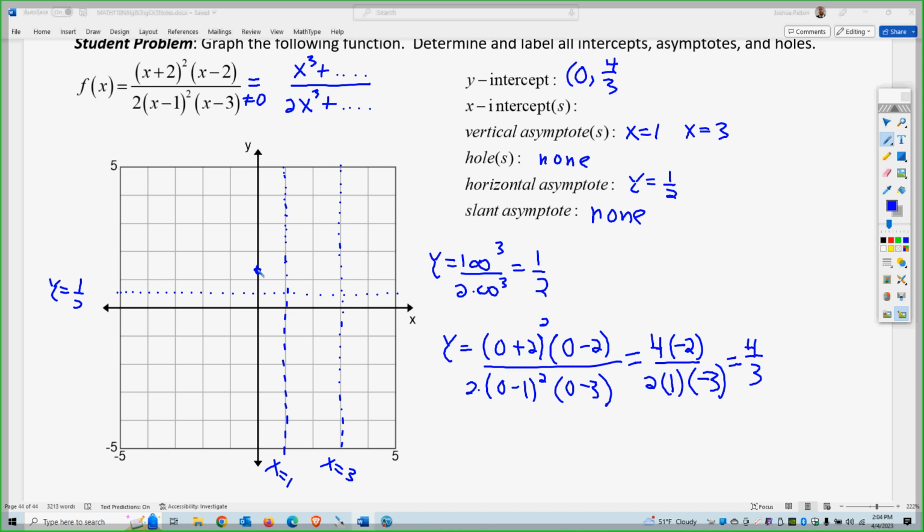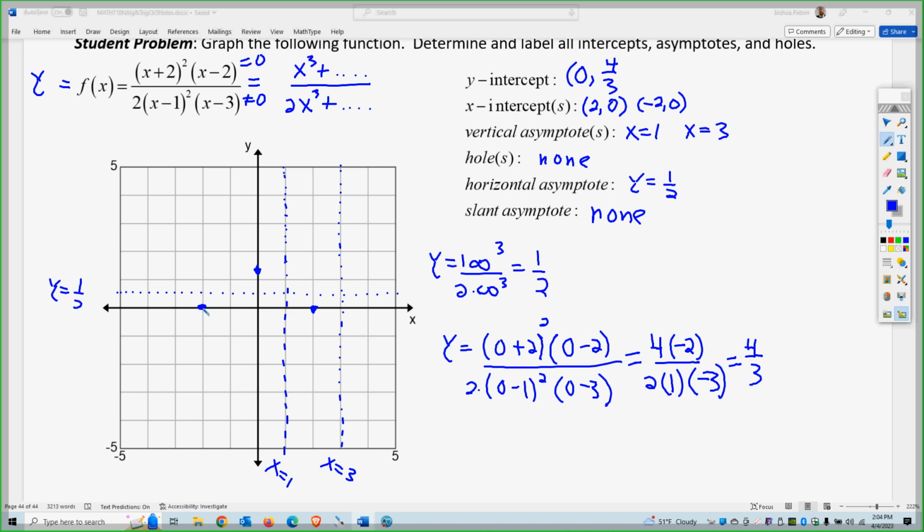That's good enough. Okay, so for x-intercepts, that's when the numerator is equal to 0, because there's a y equals, right? So when the top equals 0, the whole thing equals 0. So then we have (2, 0) and (negative 2, 0) as our coordinates.